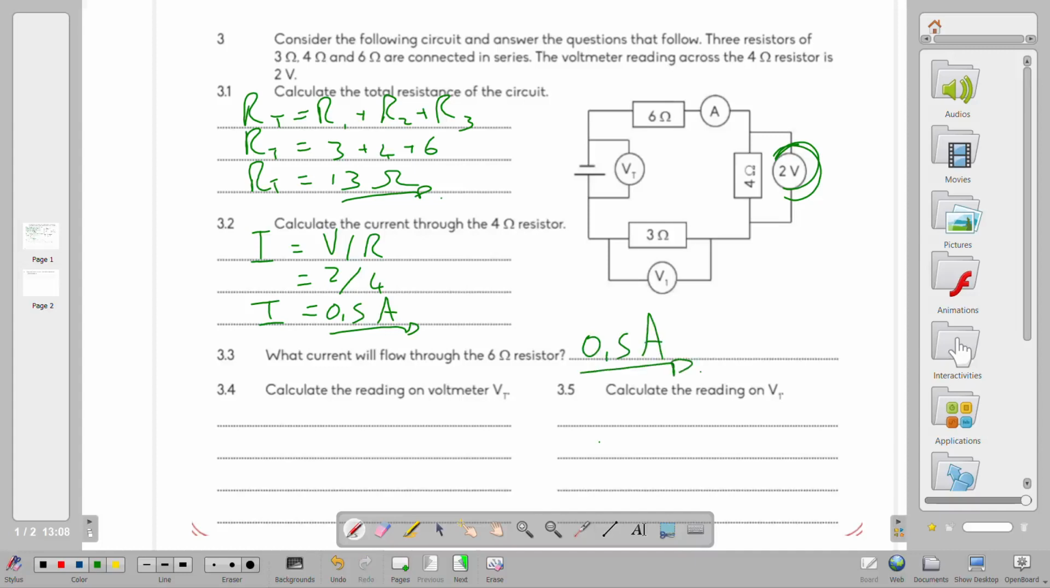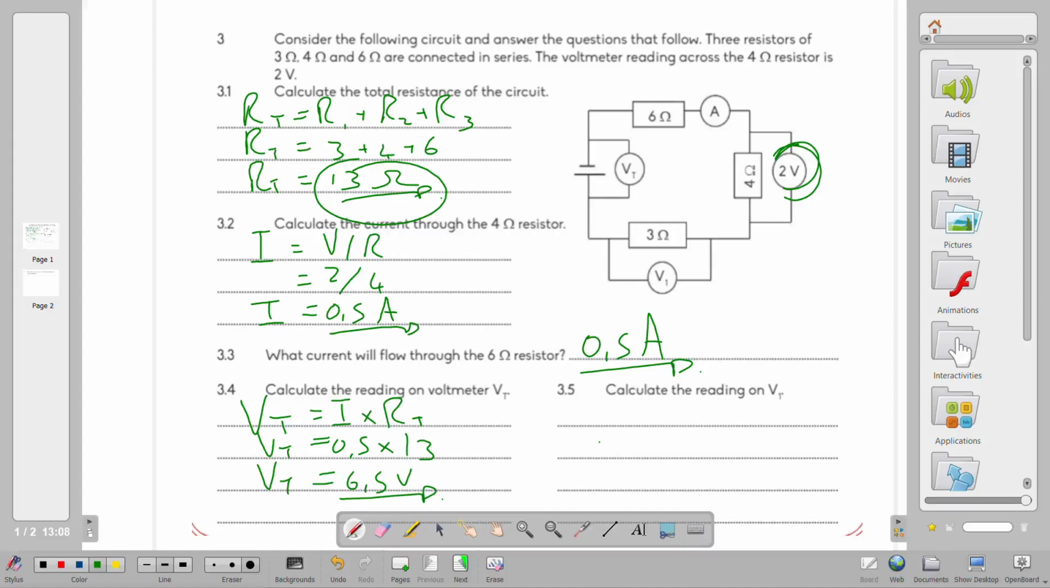Calculate the reading in voltmeter VT. So what is the total voltmeter reading? VT will just use the total current times the total resistance. What's the current? It's 0.5. What's the total resistance? We calculated it's 13. So then we get 6.5 volts. So the total potential difference is 6.5 volts. Make sure you remember your units.